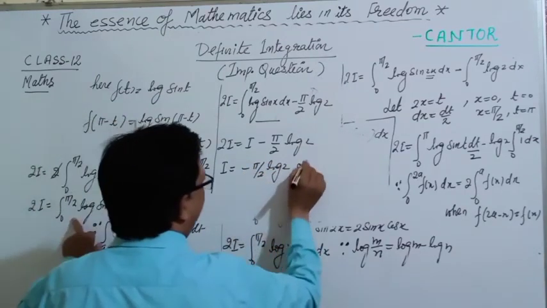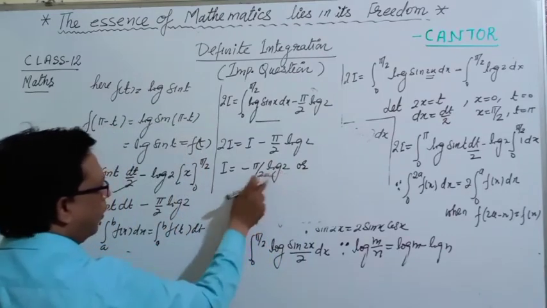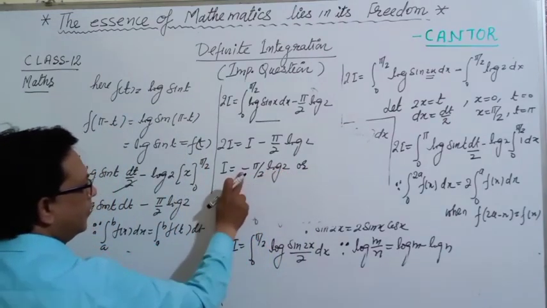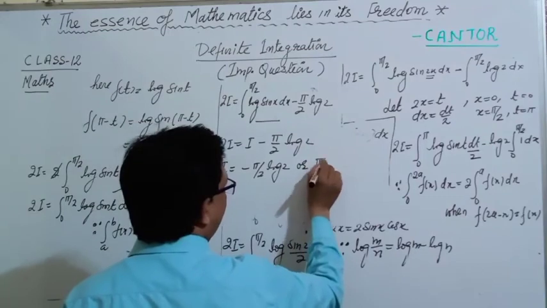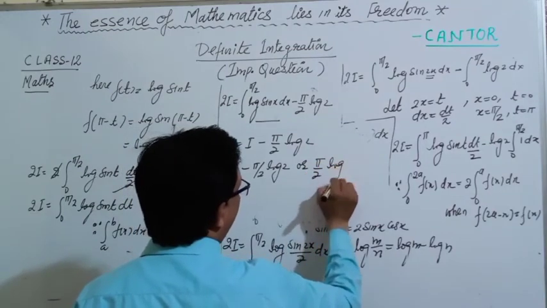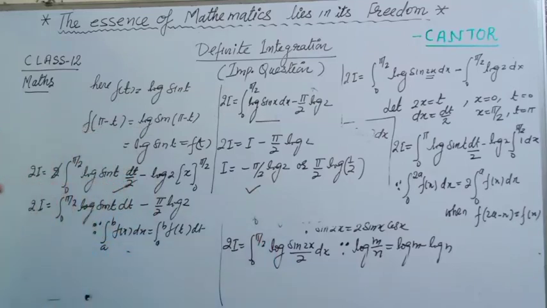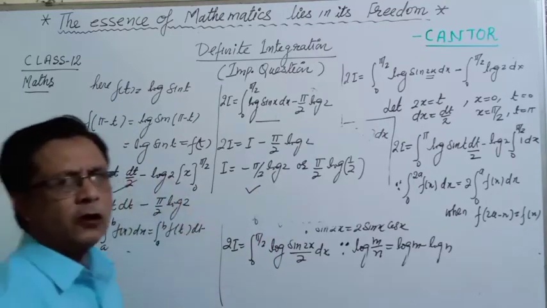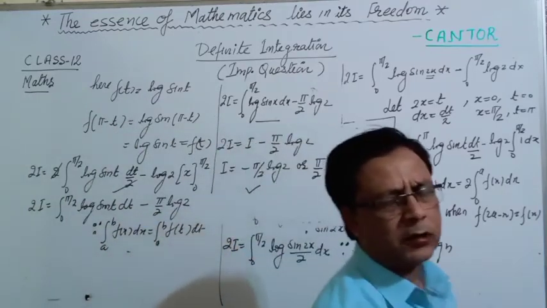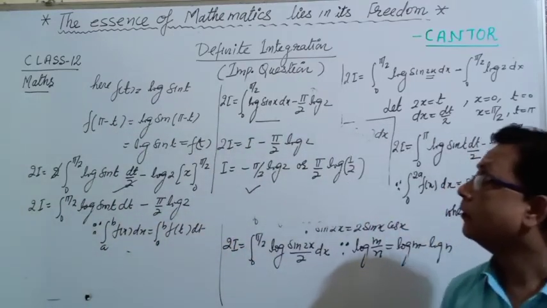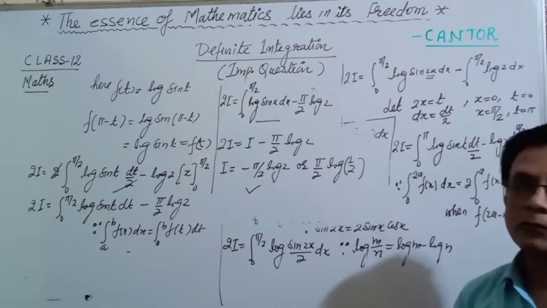Or we can write this by the property of log. If this is reversed, then this becomes positive. So this is also pi by 2 log of 1 by 2. Okay, so note this question. This is a very good and very important question. We already see how many properties are used there. Okay, so note this question.